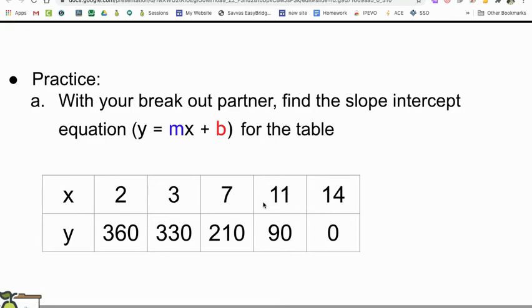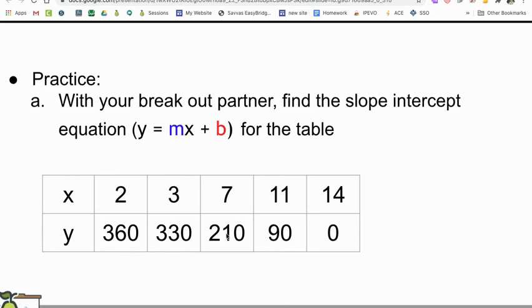So in this one, we're looking at 2 to 3, which is a change of 1, and 3 to 7, which is a change of 4. And 7 to 11, which is a change of 4 also. So we can compare these two and see if theirs are the same. Going from 2 to 3, one value, we're going down by 30. We go from 3 to 7, so 330 to 210, we're going down by 120. But we have to divide that by 4. So 120 divided by 4, oh my gosh, is 30.